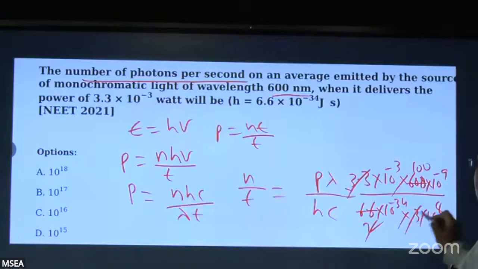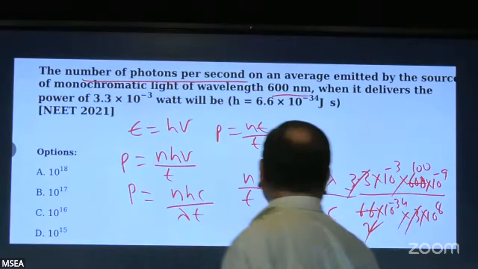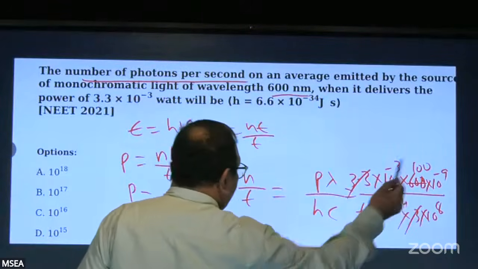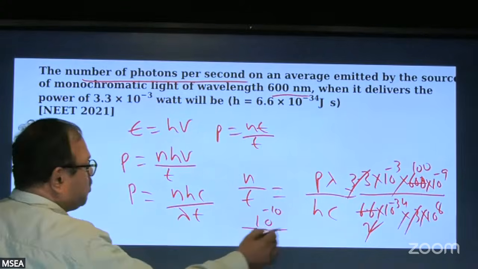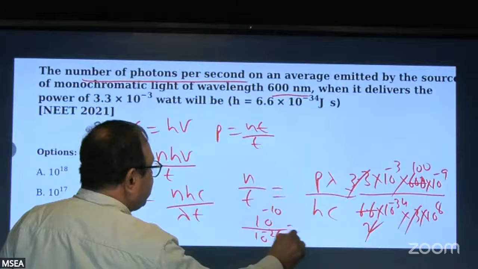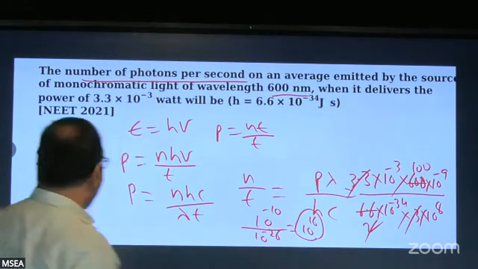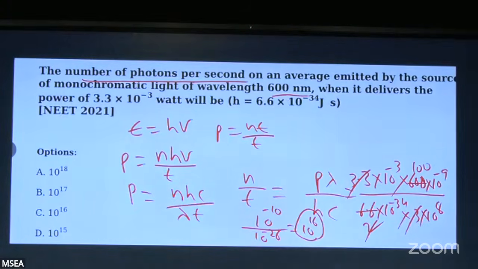Now we can take it as minus 34 and 10 to the power of 8, and this becomes minus 12, and this one is 10 to the power of minus 10, and this becomes 10 power minus 26. The numerator becomes 10 to the power of 16. This is the rate of photons, the number of photons per second. You have to remember this: number of photons was asked in 2021. Okay, right. We move on to the next slide.